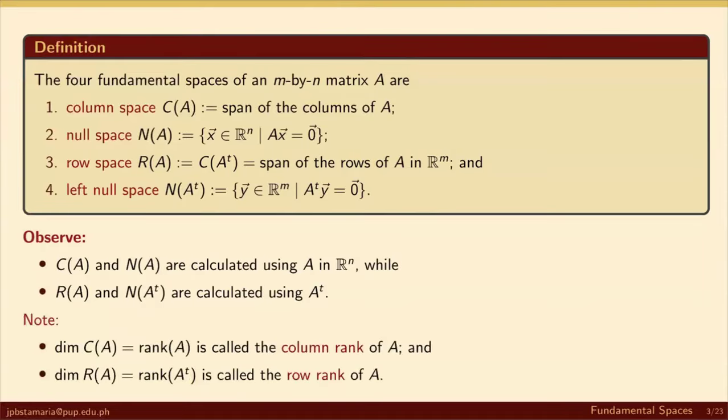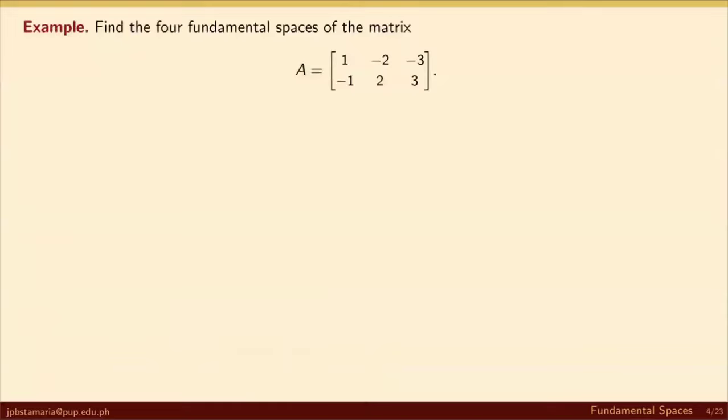To differentiate between rows and columns, sometimes the rank of A, which is basically the dimension of the column space, is what we call the column rank of A. Now, this dimension tells you how many columns of A are linearly independent. On the other hand, the dimension of the row space is basically the rank of A transpose. And it's what we call the row rank because it tells you how many rows of A are linearly independent. Okay, so let's get some examples.